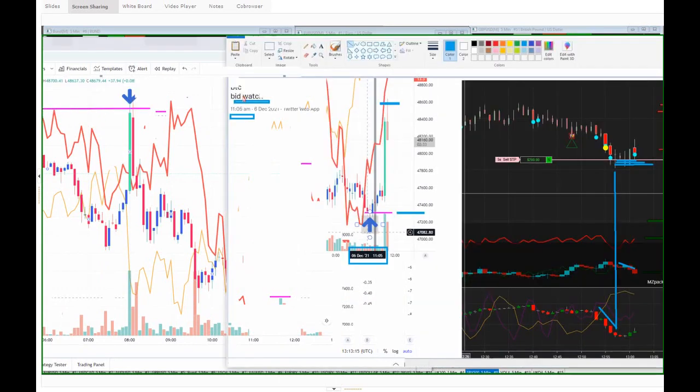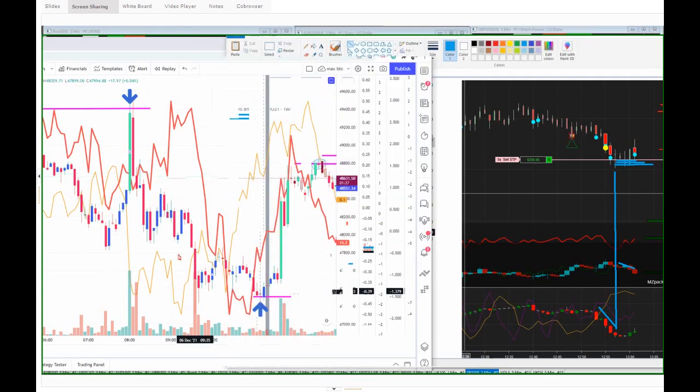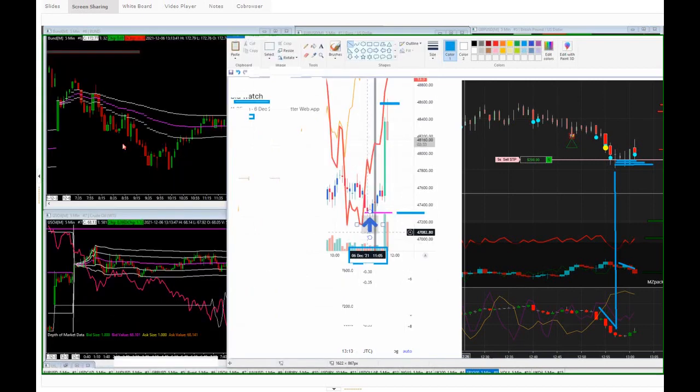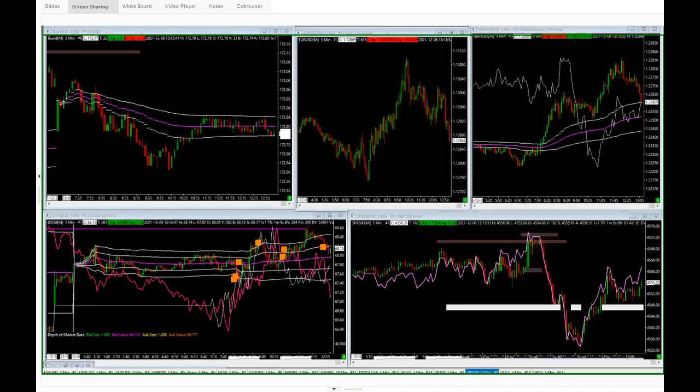BTC bid watch, 5 past 11. Bid watch on Bitcoin, 47,300. 5 past 11. Quarter past 11, the price takes off to the upside, straight up to 48,800. 47.3 to 48.8, $1,500 per coin. And that's a reasonable profit if you're trading $1,500 per coin on the futures markets, of course. Pretty good money.